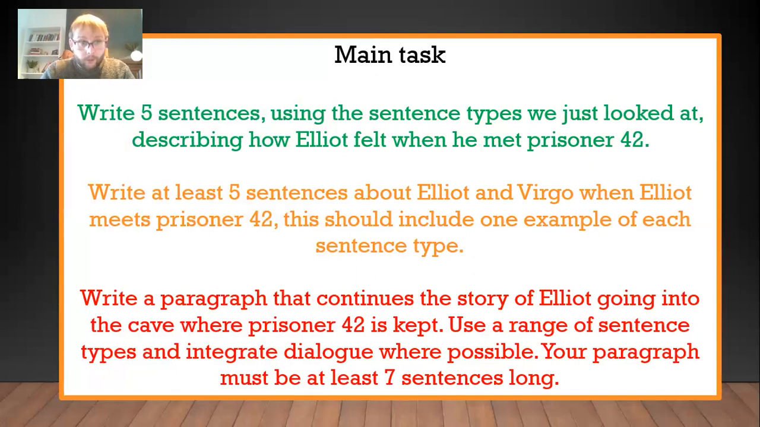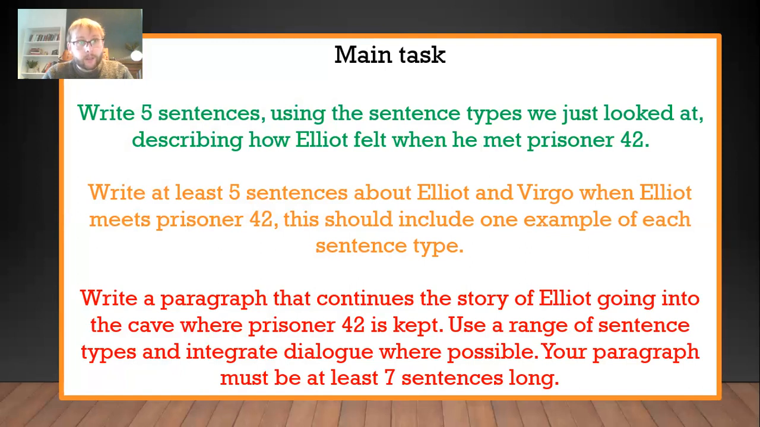Orange task, you're doing 5 sentences as well, and you're doing about Elliot and Virgo when they meet prisoner 42. But I want you to make sure you've covered all 5 of those sentence types. If you want to do more than 5 sentences, that's fine. You might think, oh, I really like that technique. I want to practice it a few times. But I need a minimum of 5, and they need to cover all 5 of the techniques.